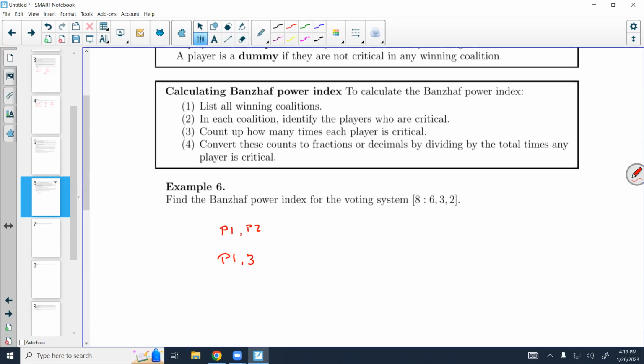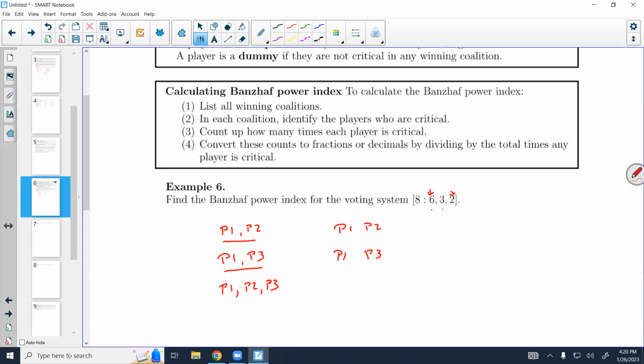In each coalition, identify the players who are critical. Well, I guess we could say player 1, player 2, player 3 as well. In this one, if 1 drops out, it drops. If 3 drops out, or 2 drops out, it drops. So they're both critical. Same thing here. And in this, I have exactly 8, so if player 1 drops out or player 3 drops out, they're both critical.